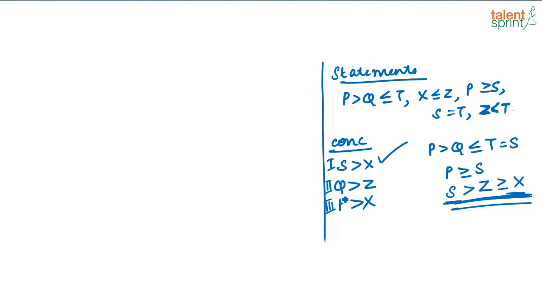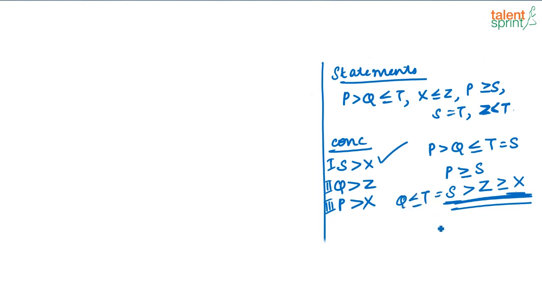Now in the next you have to find out the relationship between Q and Z. Now how do I find out the relationship between Q and Z? See, I know S is greater than Z is greater than or equal to X, and here S is equal to T and Q is less than or equal to T, right? See, I am again combining these statements. So what is the relationship between Q and Z? Can I find out the relationship between Q and Z?